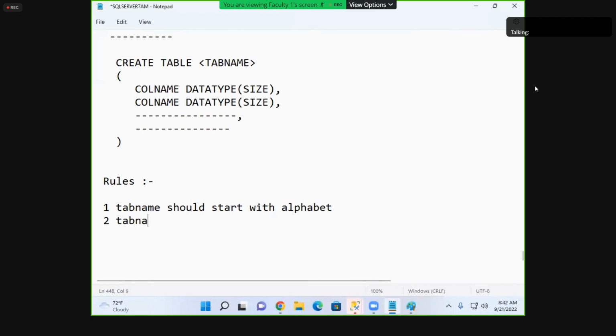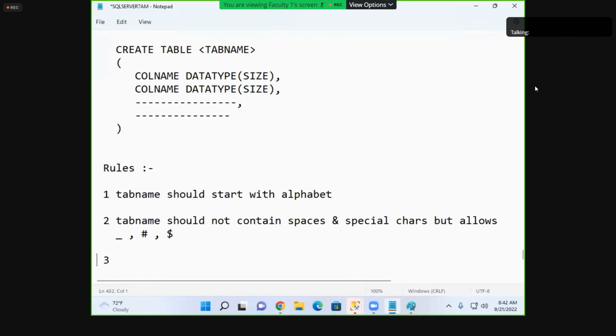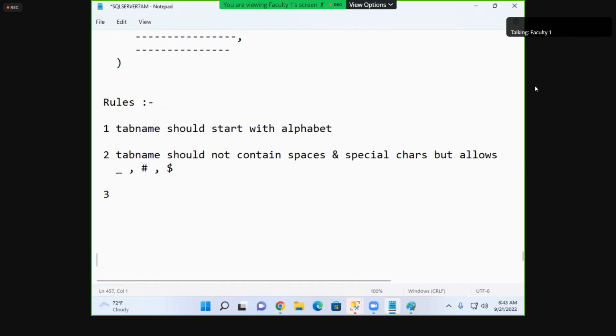And the table name should not contain spaces and special characters, but it allows underscore, hash, and dollar. These three characters are allowed. Should start with alphabet, should not contain spaces and special characters.